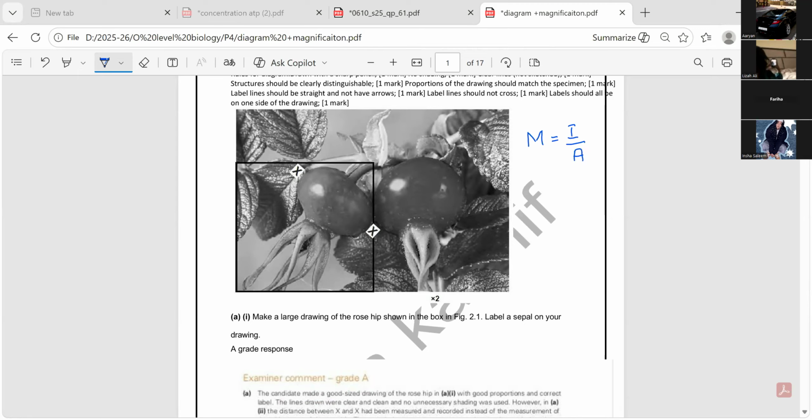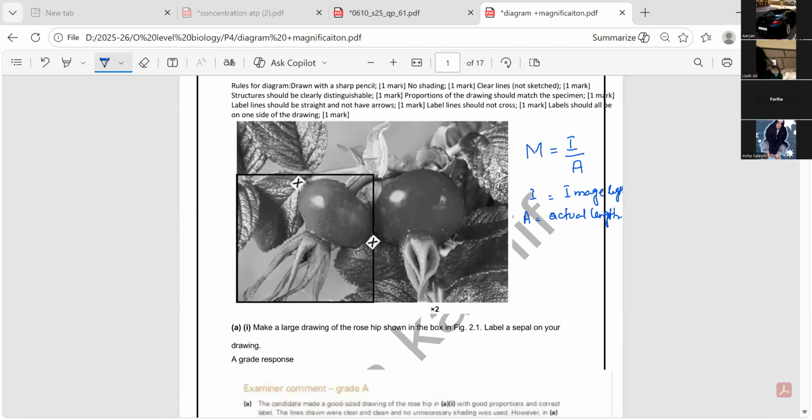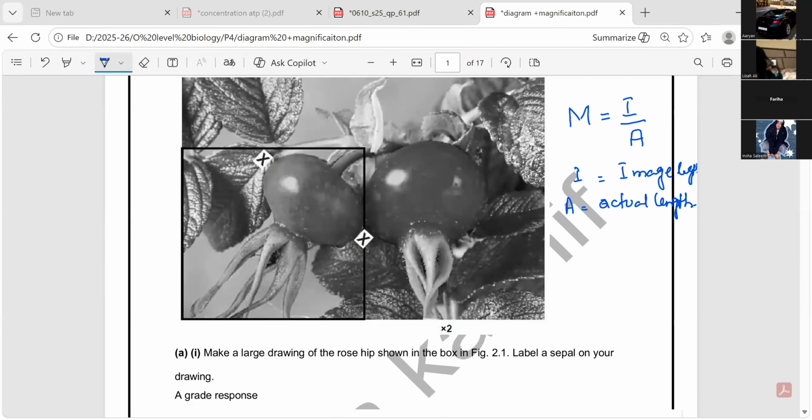A is... I is image length or image width, and A is actual length. Okay, now if you are provided with this diagram, now tell me, is this the original length of this diagram of the rose hip? This is a rose hip fruit. Now what do you think? Is this the actual length of the rose hip, or is this the enlarged image of the rose hip?